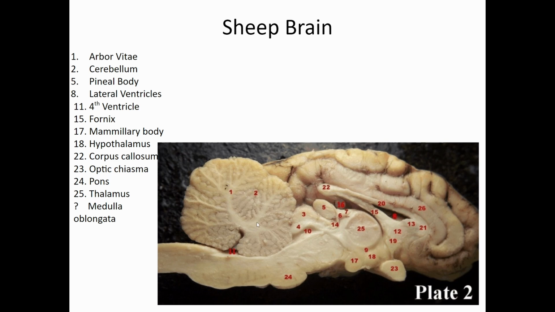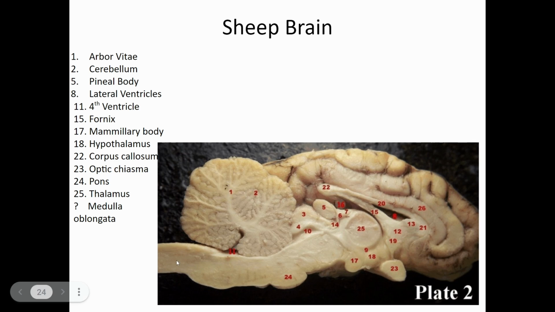The lighter branch structure in the cerebellum, that is the arbor vitae, made up of cerebellar white matter. 2, we could call that just the cerebellum, but it's also the cerebellar gray matter. It's the outer cortex. Down here, 11, that's the opening leading into the fourth ventricle, this little slit at the base of the cerebellum.